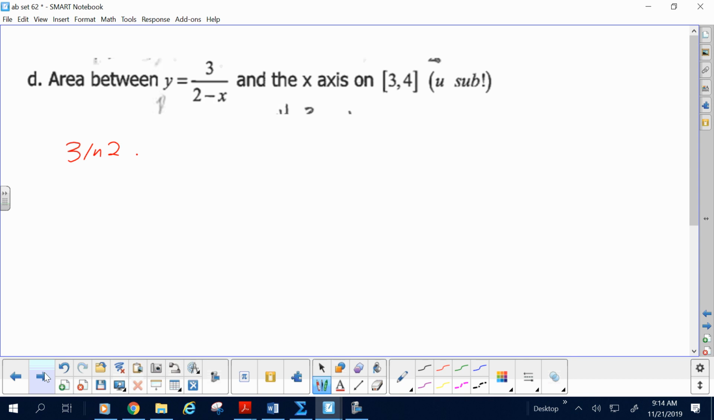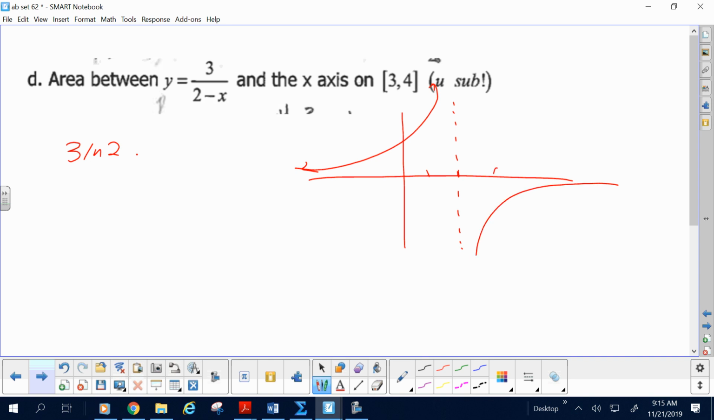Okay, here we go. Where's the vertical asymptote here? 2, okay. When I put in negative 1, just to see whether the graph is above or below the axis, I get a positive, yeah? So the graph is positive up here. And if I put in 3, I get a negative. The graph is negative down here, okay? From 3 to 4 is this region.